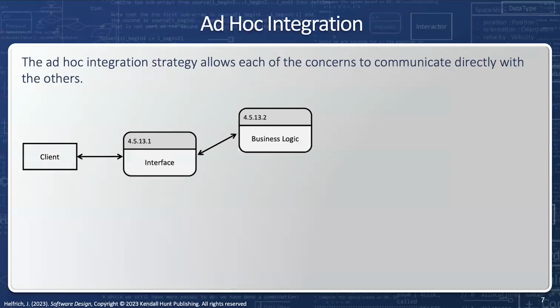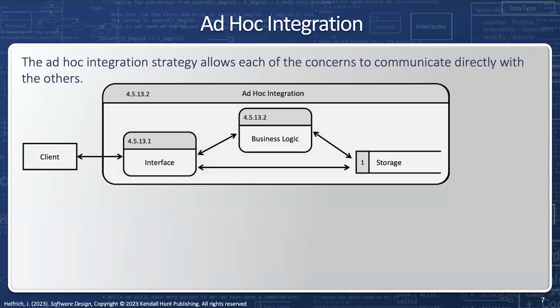Then we're going to have the business logic, which talks to the client going both ways. Then we're going to have the storage, which talks to the business logic both ways. But the storage can also talk to the interface both ways. And this whole thing is called ad hoc. Now, there are many variations. For example, there might be the case that we only have a one-way arrow between the interface and the business logic, or it could be two-way.